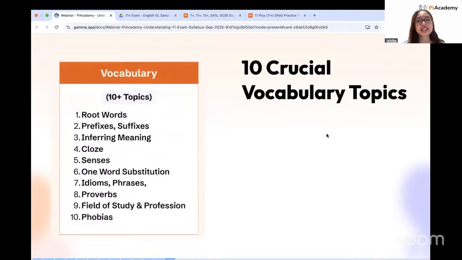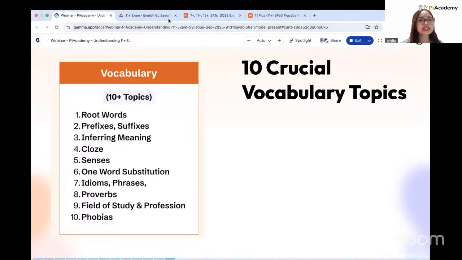We also have noticed that vocabulary is a huge problem amongst many students. And that's because, A, students are not reading a lot, and more than that, they're not keeping a vocabulary list, which is really essential for the 11 plus exam. This is actually one of the key areas that a lot of students miss out on marks. They're able to do the comprehension, they're able to do really well in creative writing, but because there are so many topics involved within vocabulary, students end up missing marks. So here in vocabulary, there are so many different topics. There's root words, there's senses, there's idioms and phrases, there's also phobias, and there's also proverbs.